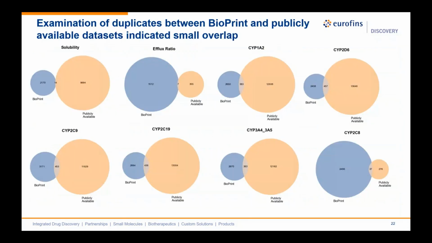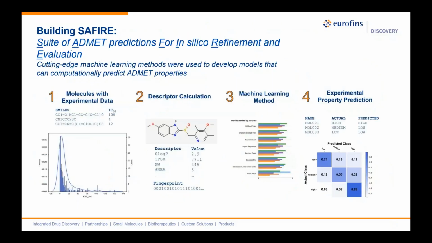When you look at the overlap between the public data and the BioPrint or Emerald data, you can see there's not a lot of overlap for any of these assays. And when there is overlap, we looked at them more closely, and there's a really good correlation between the two data sets. So now that we have this great data, we can try to make it into something useful, and that is building SAFIRE. SAFIRE stands for a suite of ADME tox predictions for in silico refinement and evaluation.